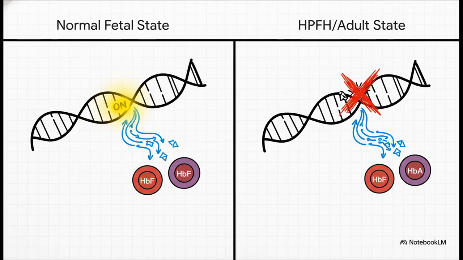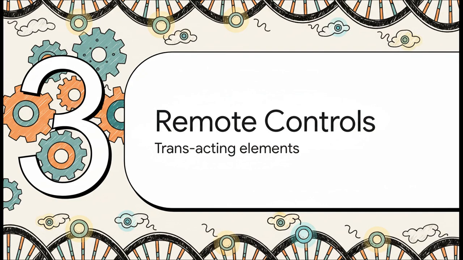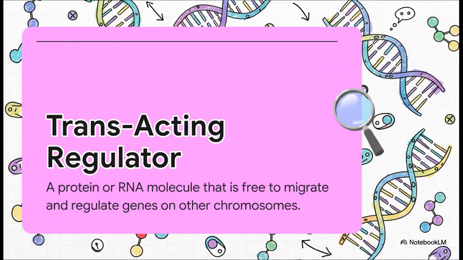So, if cis elements are the local, hardwired light switches, what about the remote controls? Well, that brings us to trans-acting elements. These are the regulators that can manage genes from basically anywhere in the cell. A trans-acting regulator is a molecule, usually a protein or maybe a piece of RNA, that's made from a gene somewhere else in the genome. Then, it floats through the cell to find its target. Because it's a free-floating molecule, it isn't tied down to one chromosome. It can regulate the gene on the copy you got from your mom and the copy you got from your dad. It's like a broadcast signal, not a hardwired connection.